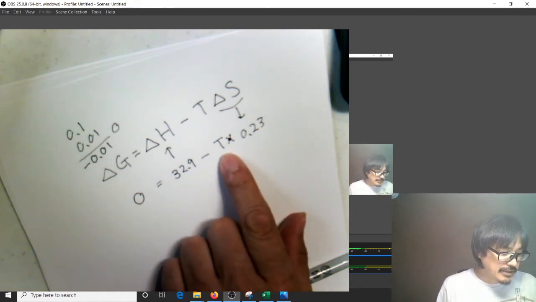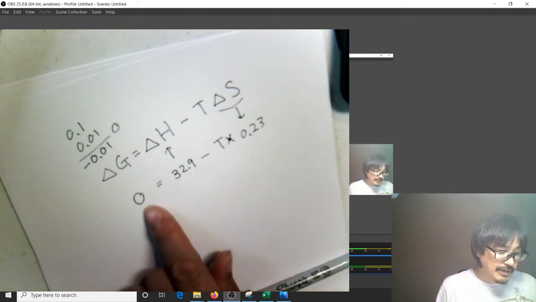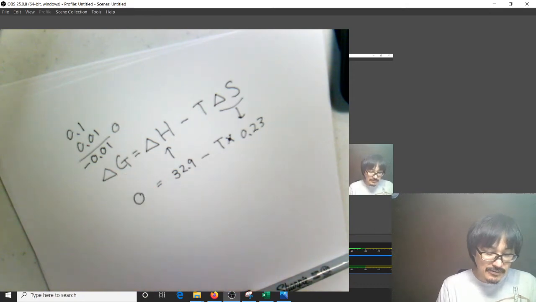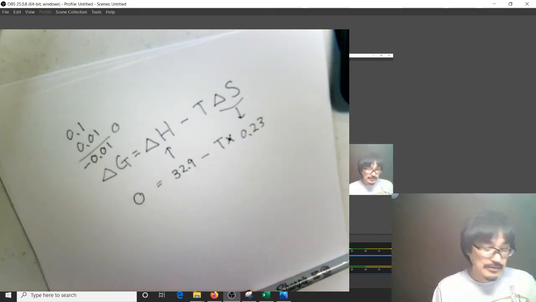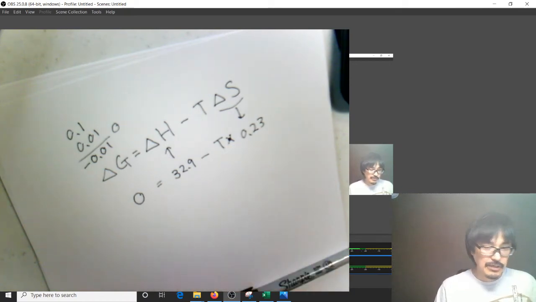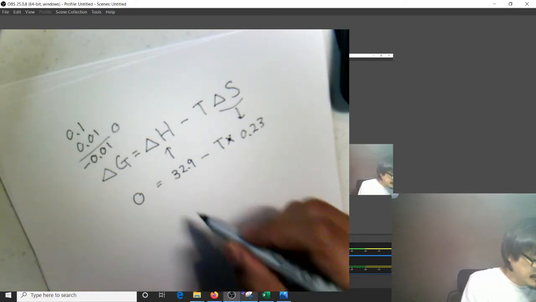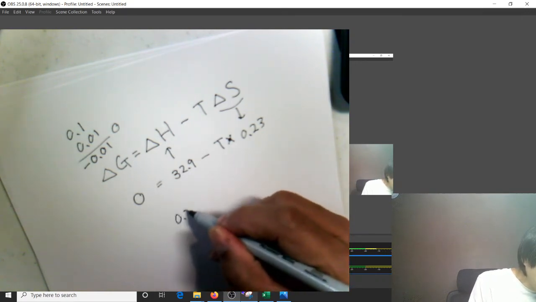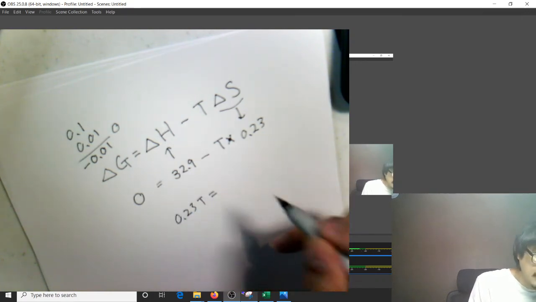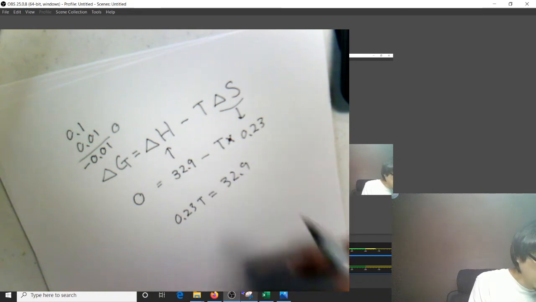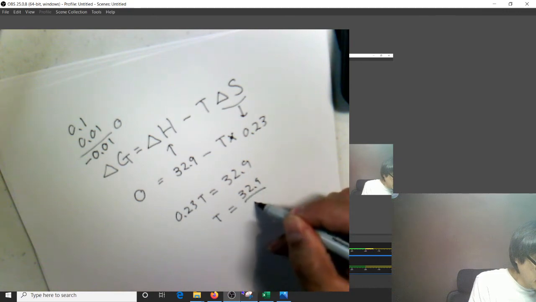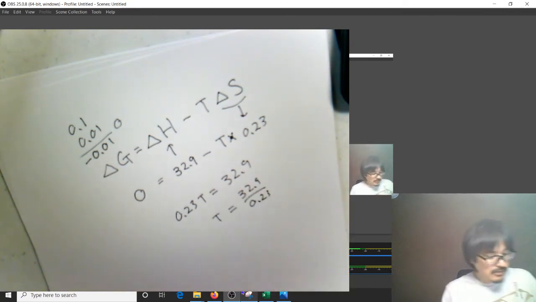Anything higher than this temperature is going to make everything more negative. So everything is going to be spontaneous, right? So let's solve for this temperature right here. Rewriting these things, 0.23 T is equal to 32.9. Then T is equal to 32.9 divided by 0.23.